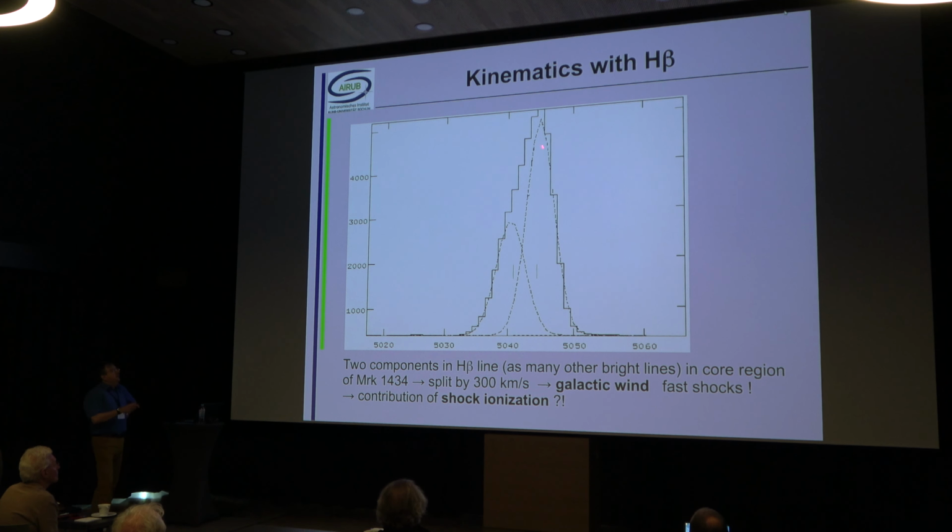But still, this cannot be fitted with a single Gaussian. You need two Gaussians split by 300 kilometers per second. So whatever is here is moving away in both directions with 300 kilometers per second. For such a low mass galaxy, this material will be gone. So this is a little bit of kinematics even at low spectral resolution, well, intermediate spectral resolution.